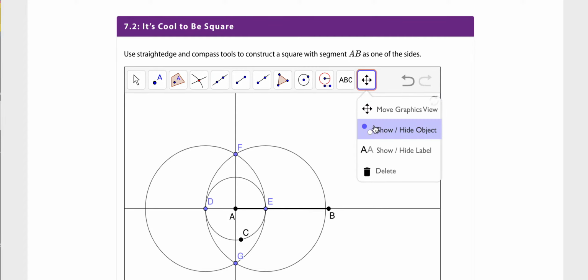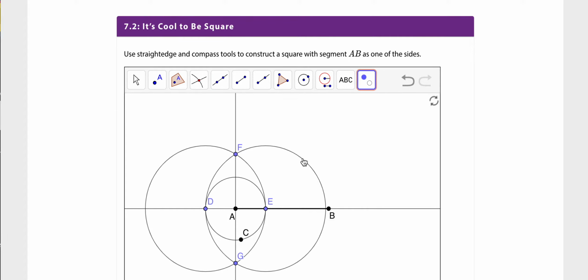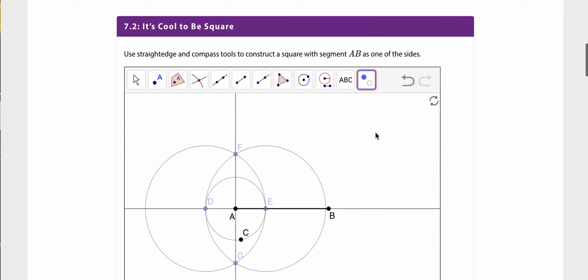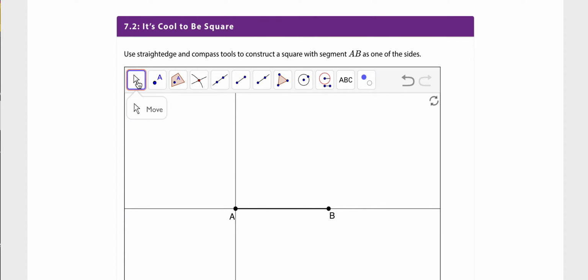Now, a lot of times when we're making complicated constructions, it can help to hide some objects. So at this stage, I'm going to hide everything except for my original segment and line and my perpendicular line. Okay, great. I've got 1 extra point. I'll hide that real quick, and we'll move on. Now, I can start to see my square coming together, but I'm going to need a perpendicular line at point B as well.